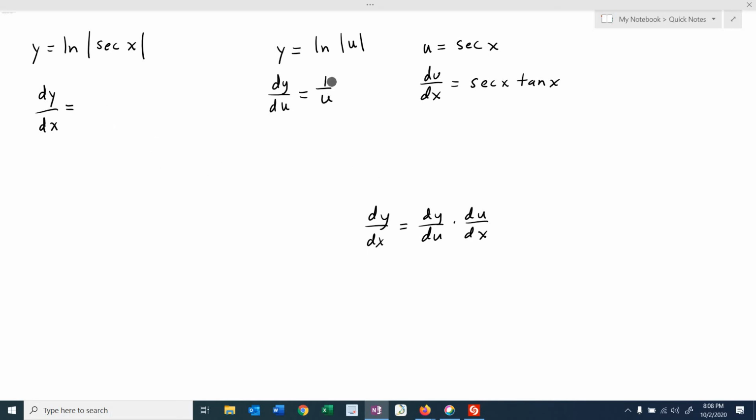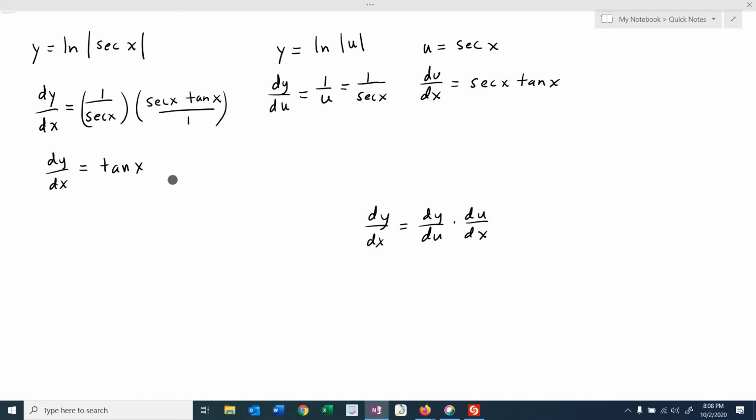Now let's multiply those together. This is the outer derivative and the inner derivative. In fact, let's just go ahead and substitute for u here. U is secant of x, so this is really 1 over secant of x. Now we're just going to take the outer derivative and multiply it by the inner derivative. Of course, these secants cancel out, and you end up with the derivative being tangent of x. So the derivative of this function is just tangent of x.